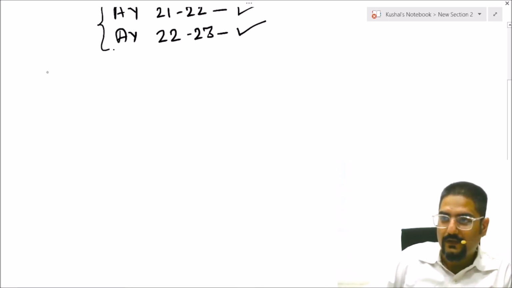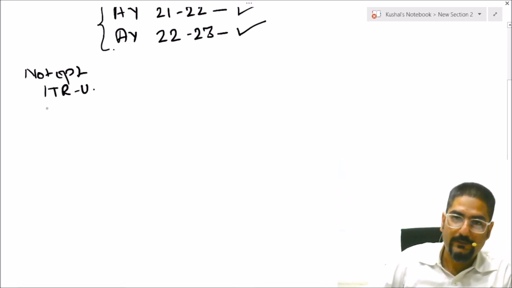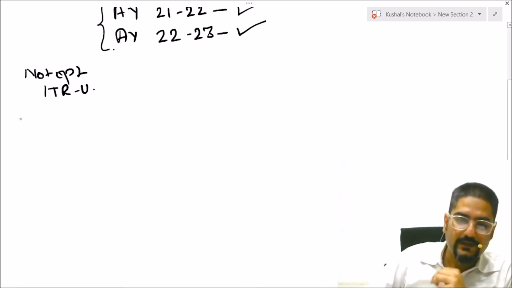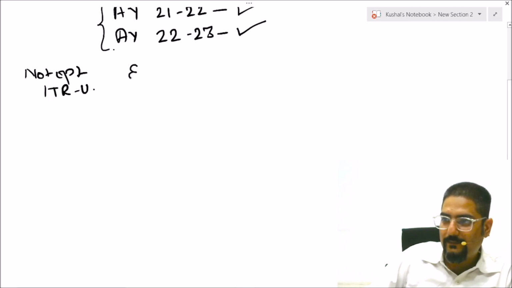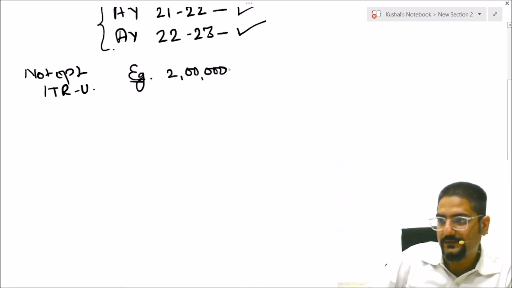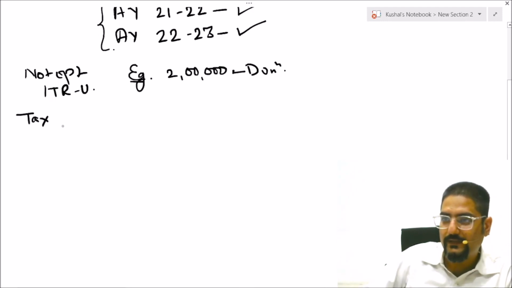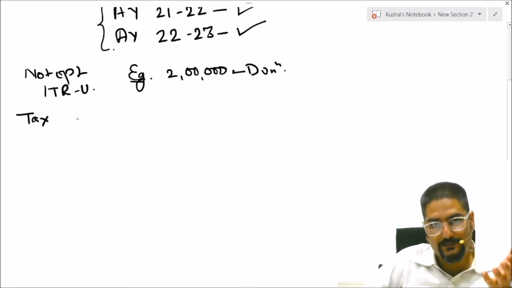In case you do not opt for ITR-U filing, how much amount do you have to pay if a demand is created on you? In this example, we will take that the political party donation amount is 2 lakh rupees. Right, this is the donation that you made to the political party. In this case, you have to pay tax at the rate of 30%. Let's imagine that you are in the highest tax bracket.